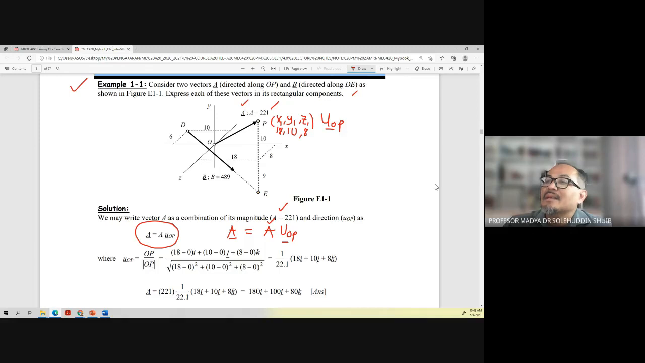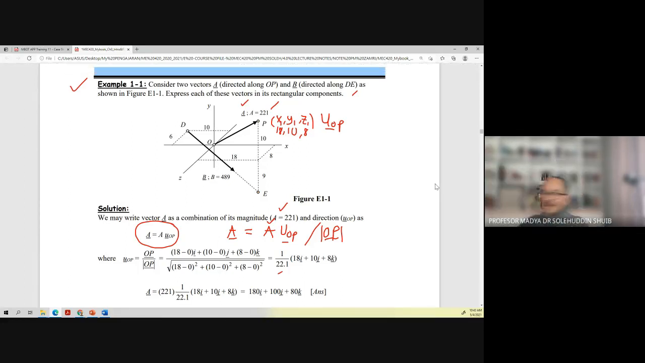So you get 18i plus 10j plus 8k, and then you divide by the magnitude of OP, which is the square root of 18 square plus 10 square plus 8 square. Use your calculator. What do you get? Double check this value. 18 square.